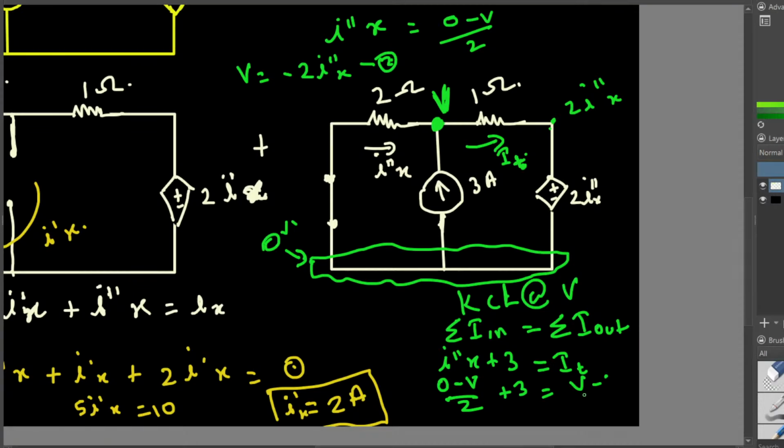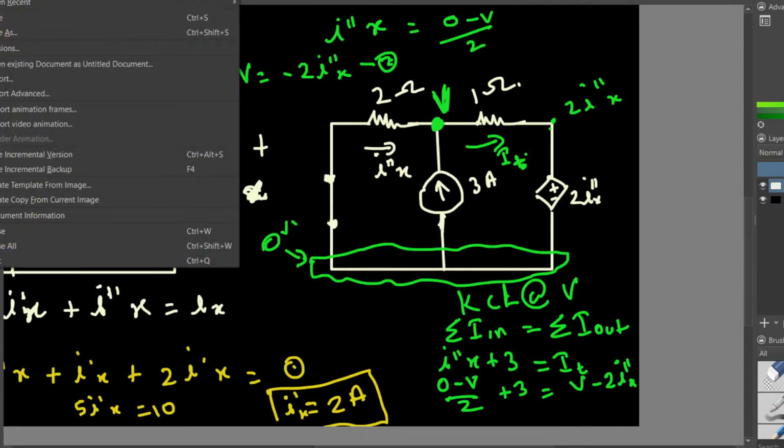Okay. And what do we have? We have it, that is going from here to, so v minus 2 I double prime x, and then divided by the resistance, that's divided by 1, so we can keep it as it is. Okay, now what we can do to simplify this one, we can multiply everything by 2 to get rid of this denominator. Yes, that's better. Let me create a new page and continue, the space is lacking.